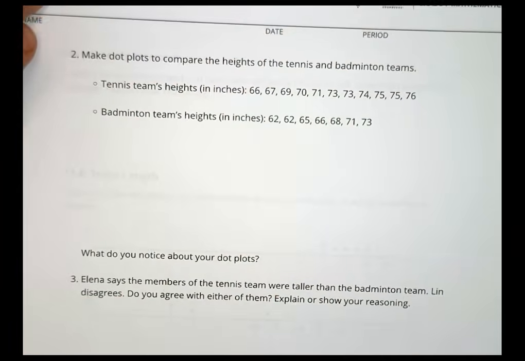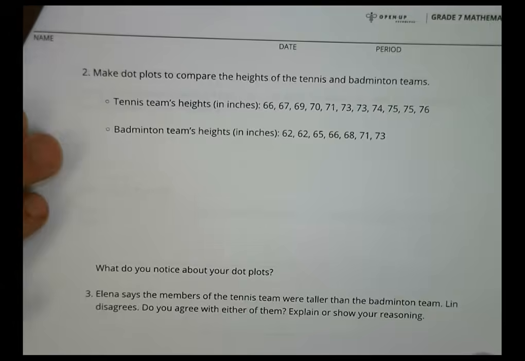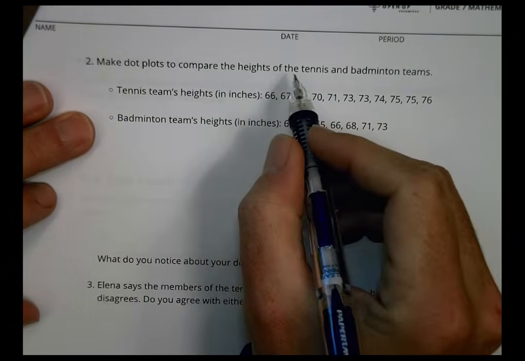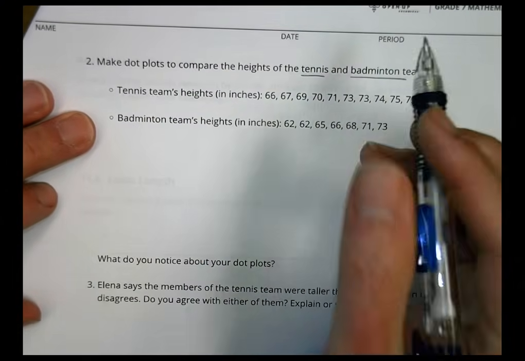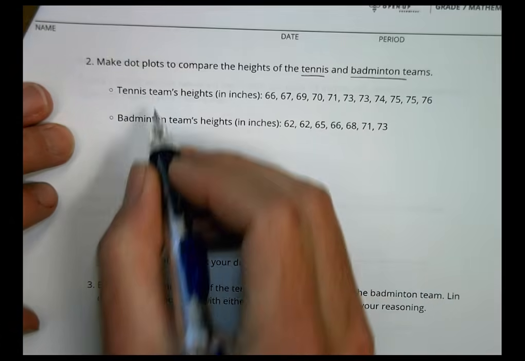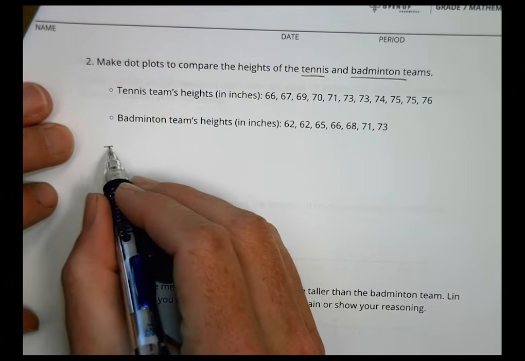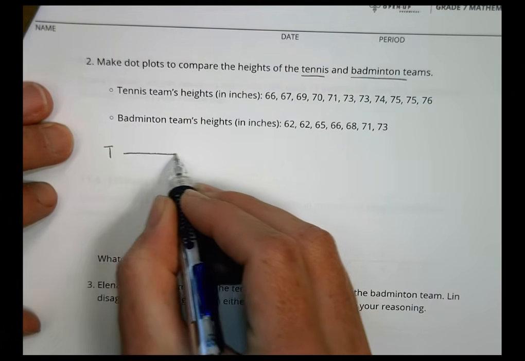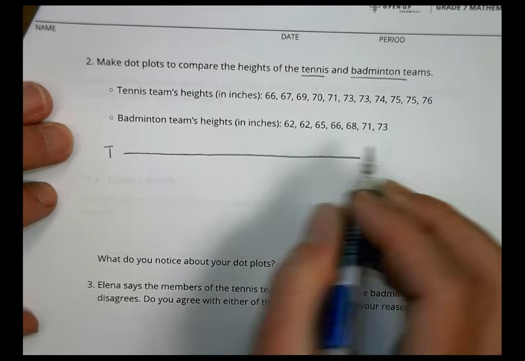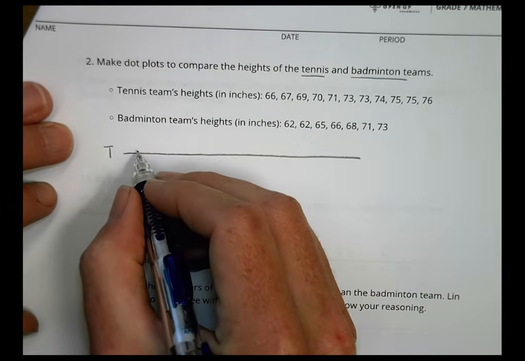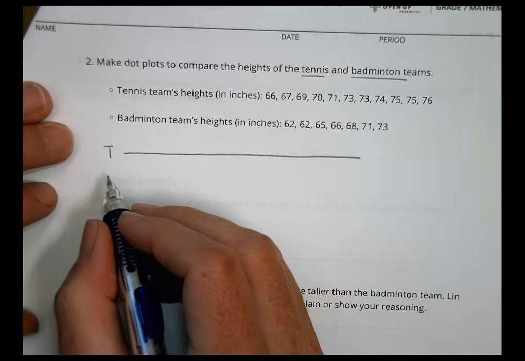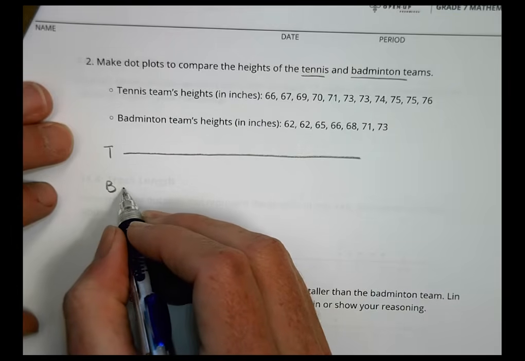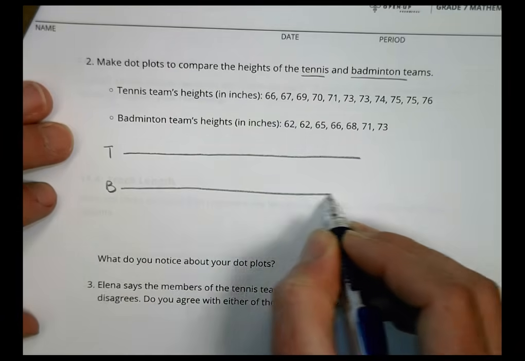Okay, so for the next question it says, let's make 2 dot plots to compare the heights of tennis and badminton teams. So we have tennis and badminton. I'm going to write a T here for tennis. Make a dot plot like so. What I'm going to do is go tennis, badminton, and let's go this way.